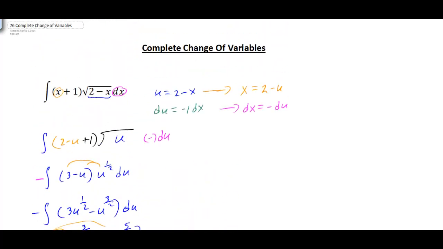What I want you to see with this example is that sometimes the way we looked at all those previous examples with u substitution, it's not always going to work. You may have to do what we call here a complete change of variables in order to integrate.